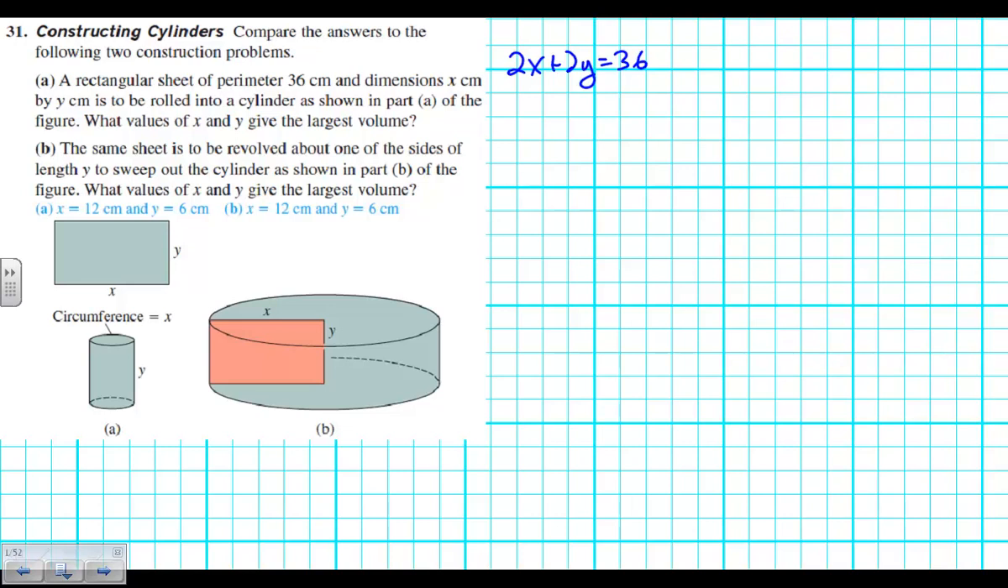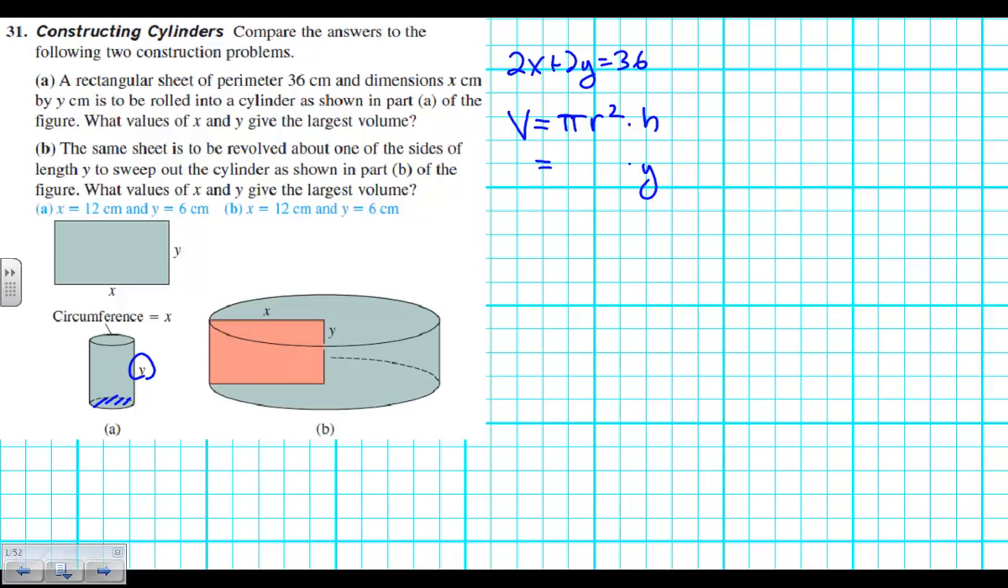Great. Now, is this the function that we want to maximize? No. The function that we want to maximize is the volume. And how do we find the volume of a cylinder? It's pi r squared, the area of the base, multiplied by the height. But in this case, the height is y. And do we know what r is? Well, we know that the circumference is x.